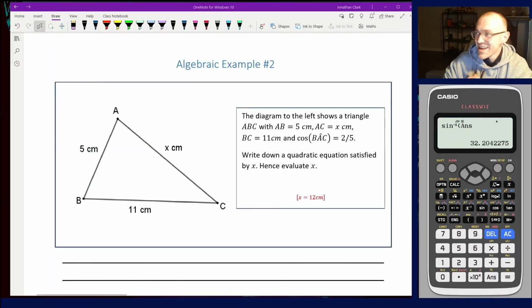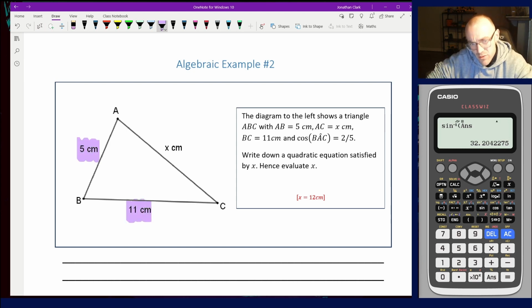Okay, the second and last of the algebraic examples, and the last thing of the chapter as well. So well done for making it this far, if indeed you have. Let's have a bit of a walkthrough of this one. In some ways, this one's easier. It's certainly shorter.